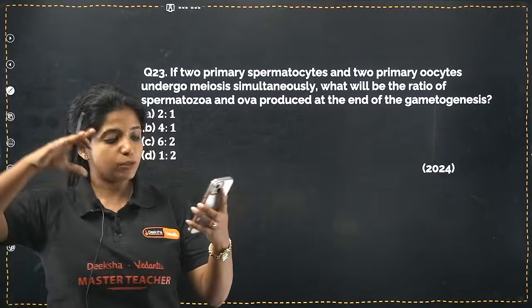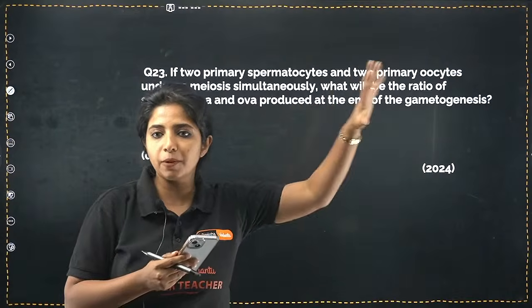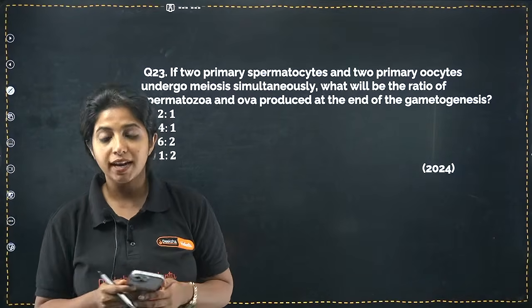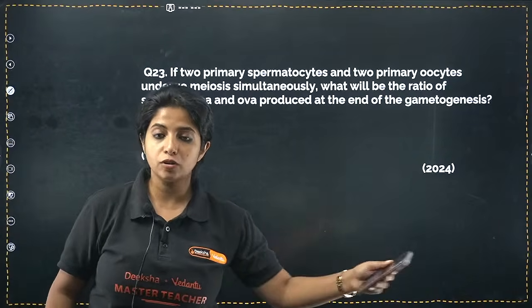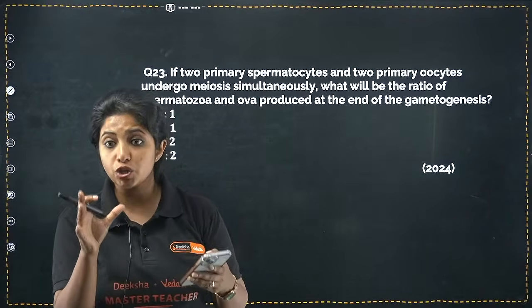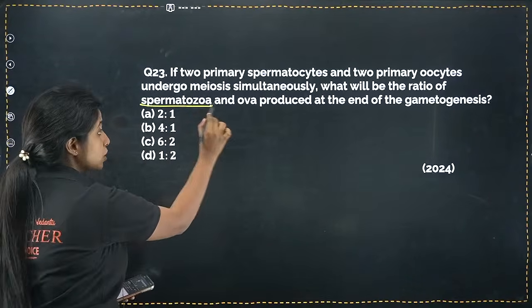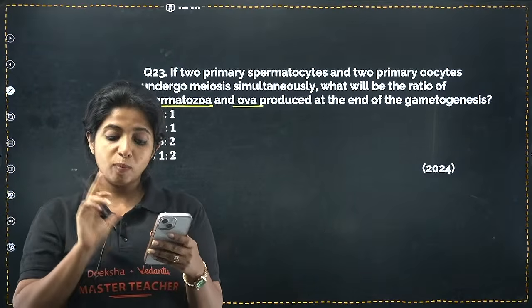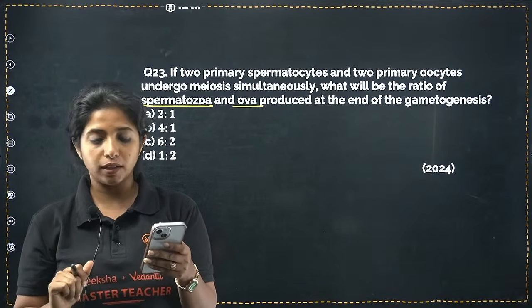You just imagine primary spermatocyte is dividing, and over here primary oocyte is also dividing, undergoing meiosis. At the end you get spermatozoa, and at the end here you also get ova. What is the ratio of this? First spermatozoa, then ova. Please understand, while you form the ratio, you have to think of the first spermatozoa, then the ova.